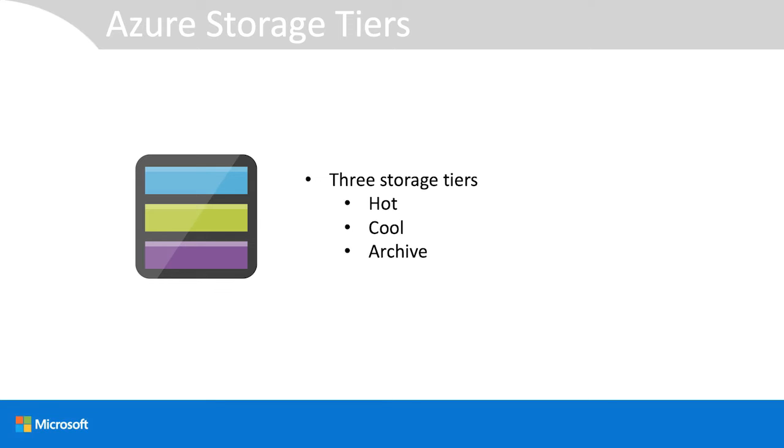It's also important to realize that accessing data in the archive tier can be slow. In the hot and cool tiers, Microsoft guarantees that you'll get the first byte of data within milliseconds. But in the archive tier, you're guaranteed access to the first byte within 15 hours.